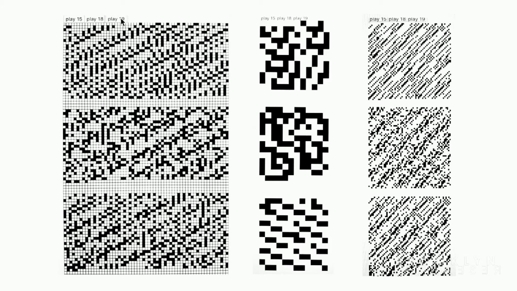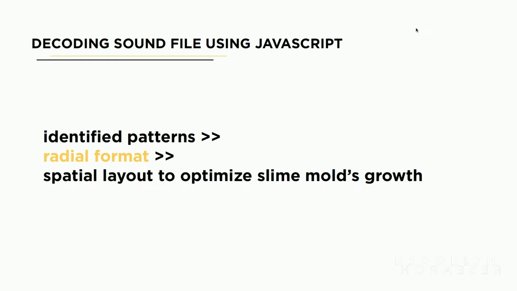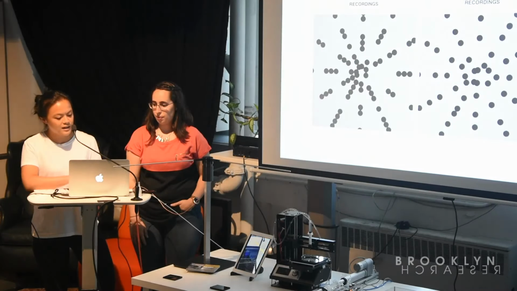And so once I got the sense of how the beeping works, I then tried to make it into a circular format to fit the Petri dish, and also tried to make it in a spatial layout that optimizes the growth of the slime mold. And so in the end, it looks something like this.